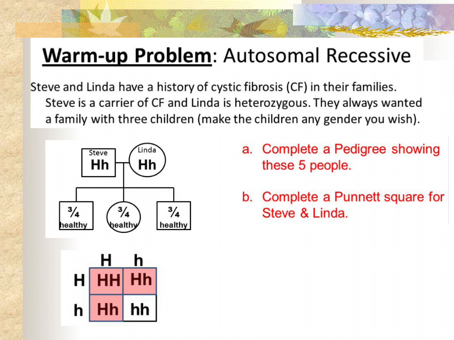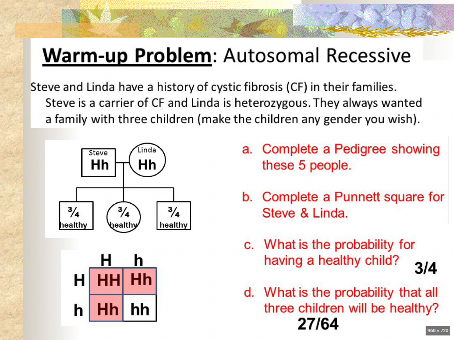So any one child has a 3/4 chance of being healthy. Each individual child has a 3/4 chance. Here we show the children are 2 boys and 1 daughter, and each one is 3/4 healthy. What is the probability of having one healthy child? It's 3/4. And what is the probability that all 3 children will be healthy? You just multiply 3 times 3 times 3 over 4 times 4 times 4, and that's 27/64. So something like 1/3 or so is the chance that all 3 children will be healthy. So it's likely that they might have 1 or 2 children with the disease.